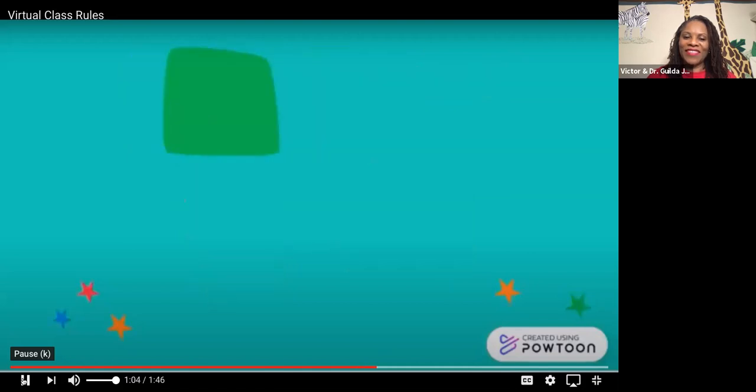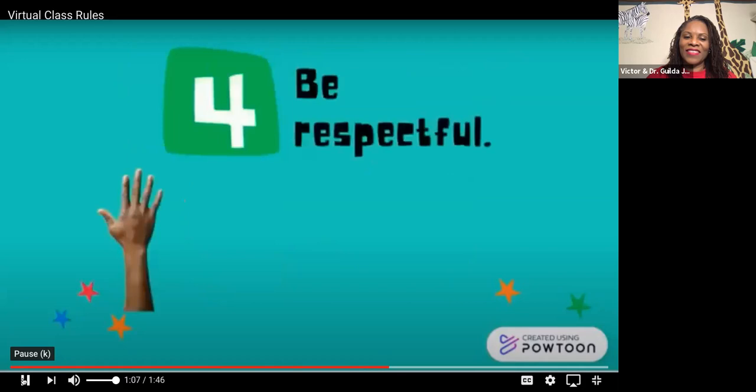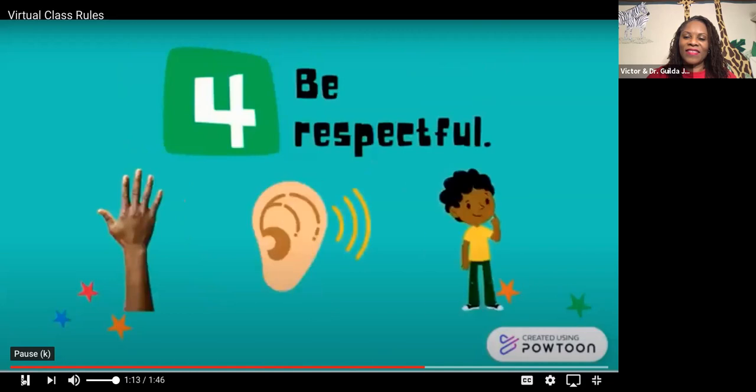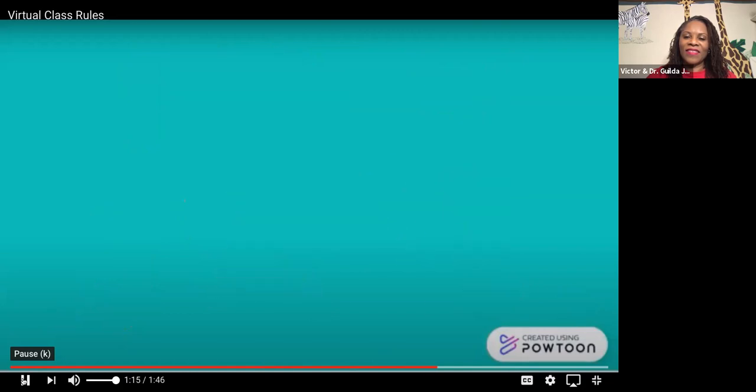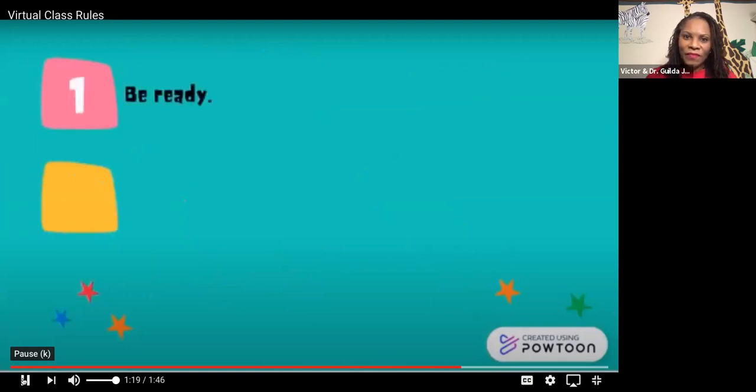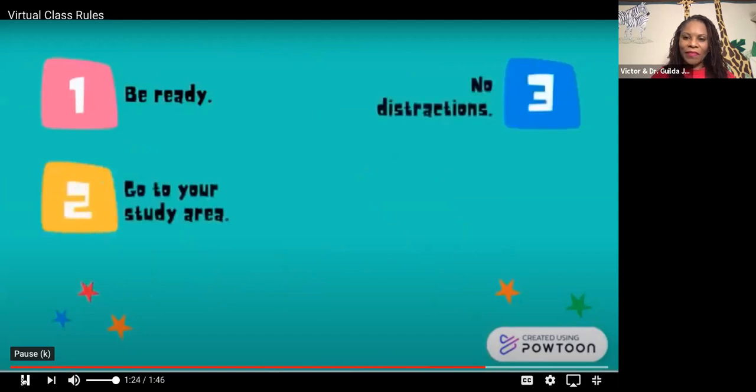Rule number 4, be respectful. This means raising your hand when you want to speak, listening to your teacher and classmates, and really thinking about your learning. With these 4 rules, we'll be ready to learn, ready to have fun, and able to learn just as much as we would if we were in a classroom with our teacher and classmates.